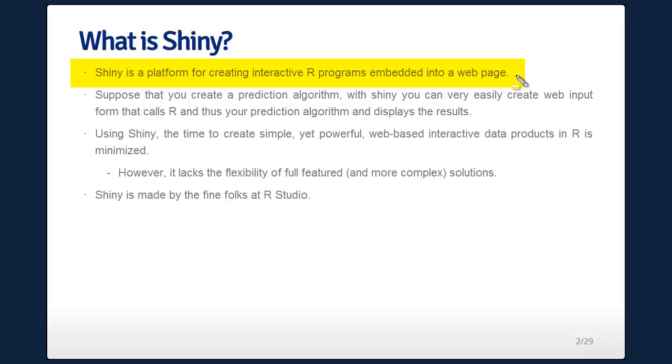Let's give an example. Your boss comes in and you've created a prediction algorithm, and they want you to put it up in a format so that lots of users can access it, and they don't all have to come to you to get their predictions. They want to be able to point and click, but you want to be able to do it quickly. You don't want to involve legitimate web development and these other things. So using Shiny, the time to create simple yet powerful web-based interactive data products in R is minimized.